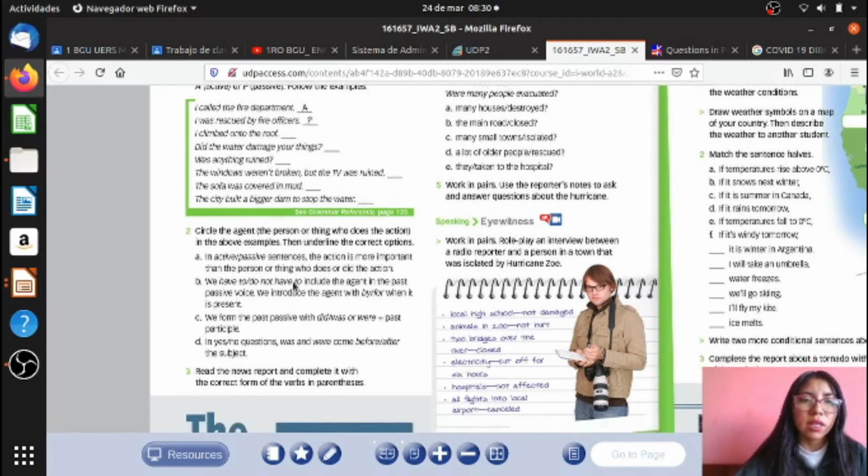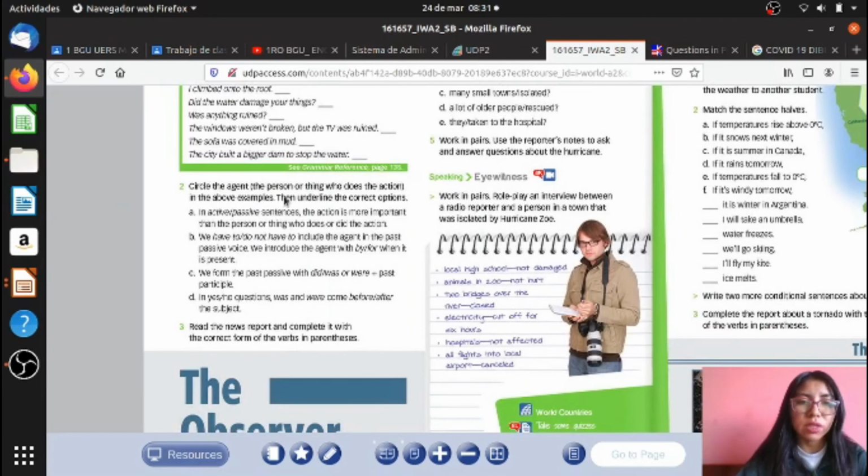In this sentence. Then you are going to answer these statements. You have to underline the correct option, okay? For example, in active or passive sentence, the action is more important than the person or thing who does or did the action. Remember, I said it in the last class. So, what is important? The action is more important in active or in passive? Okay, in passive voice. So you have to underline. In passive sentence, the action is more important. Okay, very simple. And you have to do the same with the letter B.